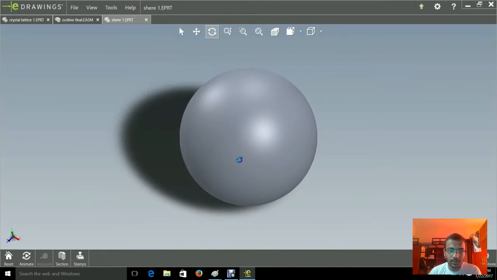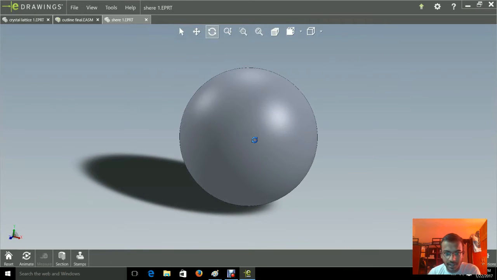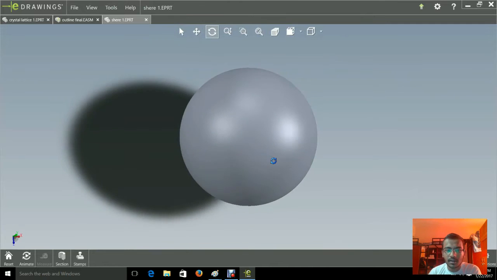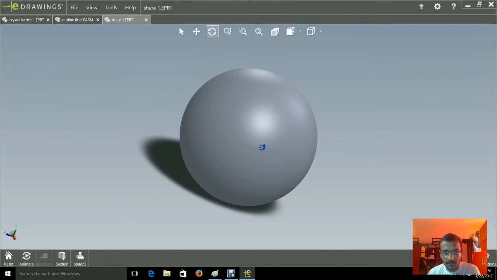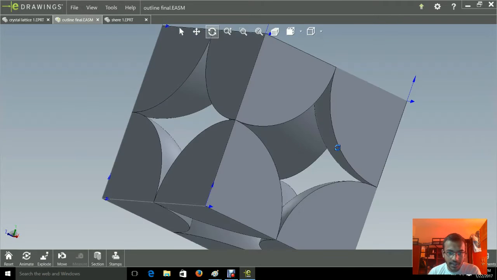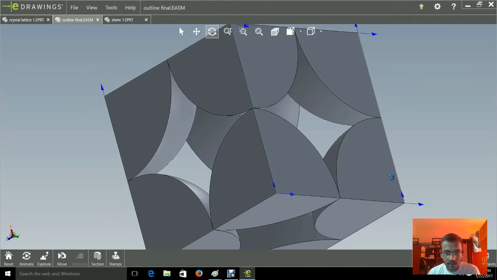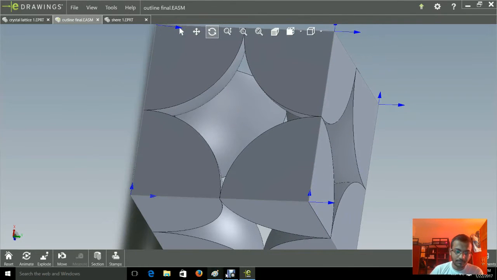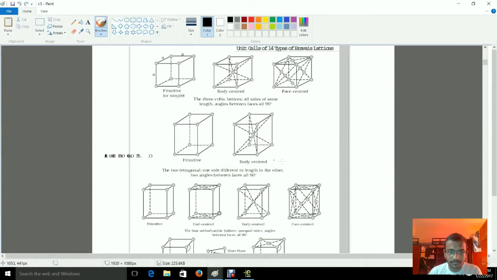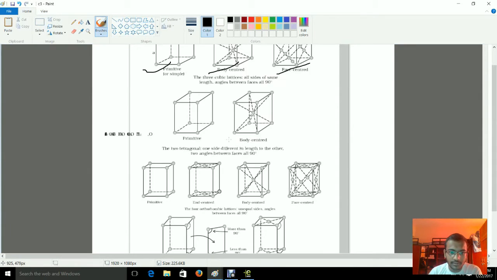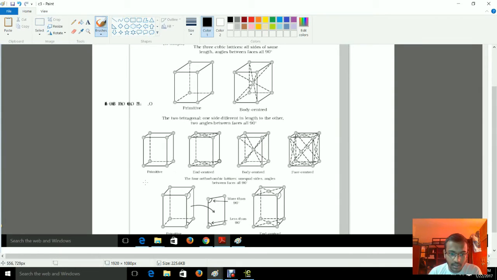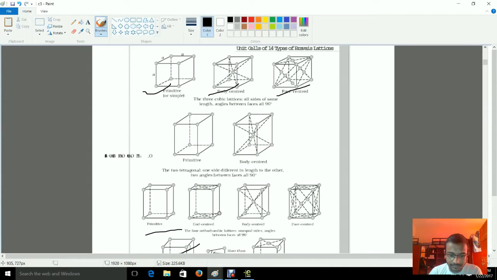This is a primitive atom. These atoms have a radius that I've set by default as 5 centimeters. The spheres, these atoms, will be arranged 8 on the 8 corners of the cube as shown. Now there are 14 types of Bravais lattices, such as primitive, body centered, face centered, and, as you can see in this diagram, edge centered and hexagonal, and so on.